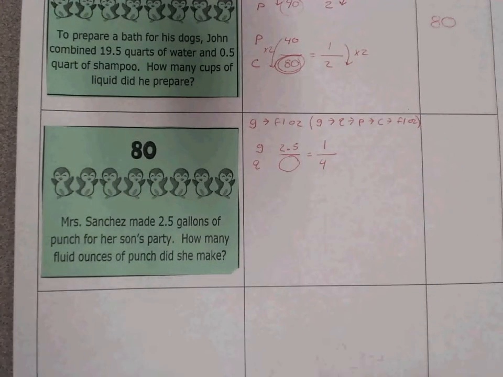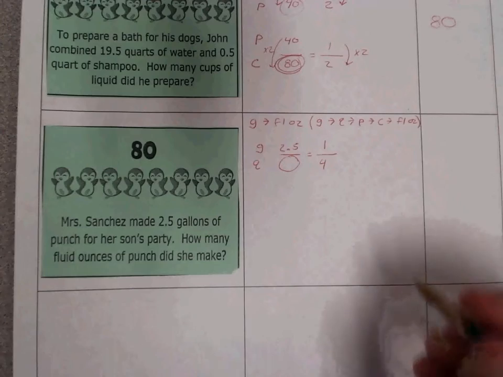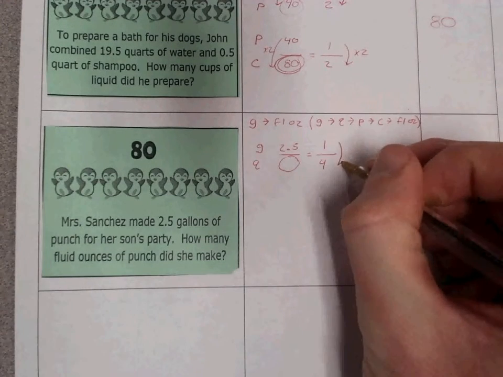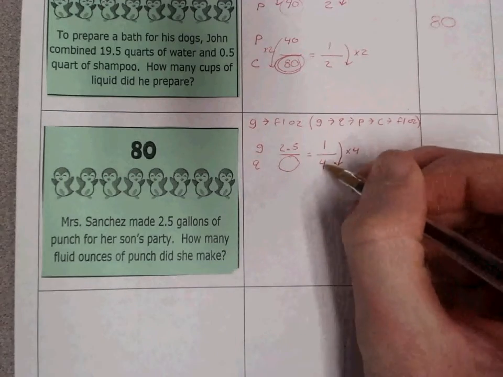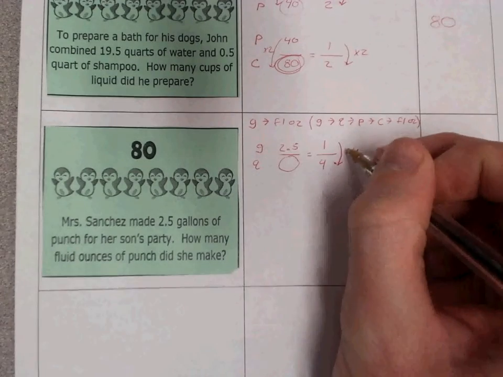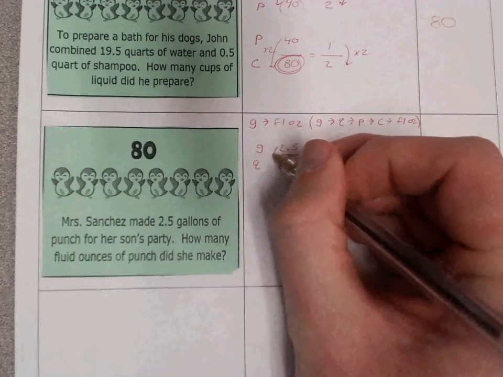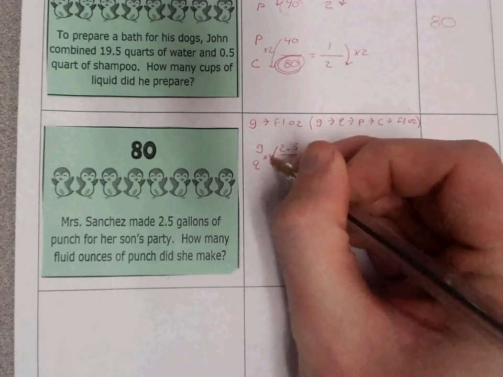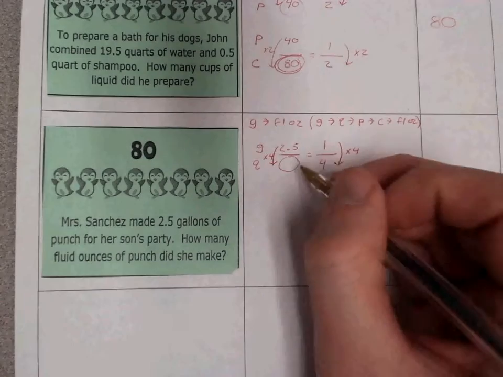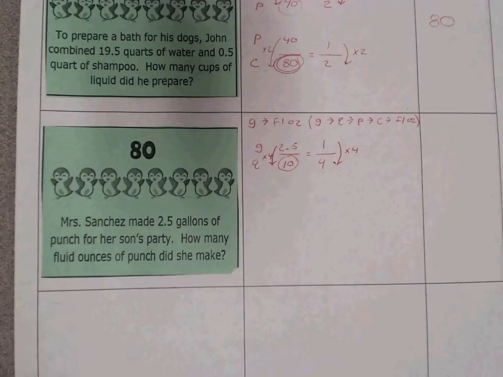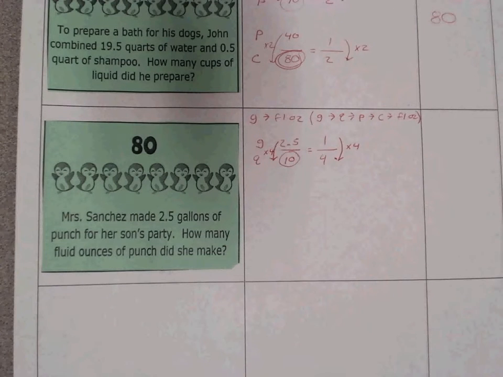From this point we're just going to solve this like a regular proportion. We need to find a scale factor either vertically or horizontally. Here I think it's going to be better to find it vertically. To get from 1 to 4, we're going to multiply by 4. 1 times 4 is 4. So if we multiply down by 4 on the right side, we have to multiply down by 4 on the left side. When we do 2.5 times 4, we get 10. And so there are 10 quarts in 2.5 gallons.